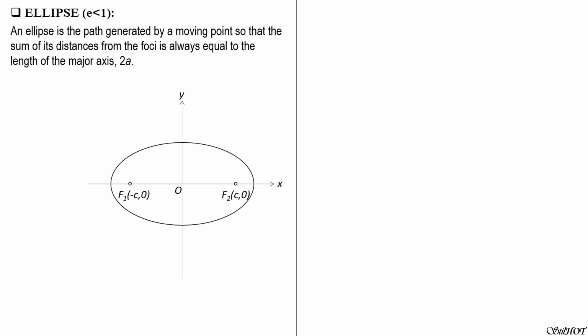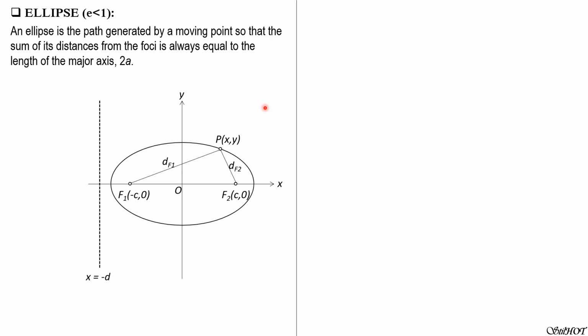The vertices V1 at negative a comma 0. That's the moving point on the path or on the curve of the ellipse, x comma y, and the distance of that point from F1 is denoted by dF1. Its distance from F2 is denoted by dF2, and by the definition, dF1 plus dF2 equals 2a.